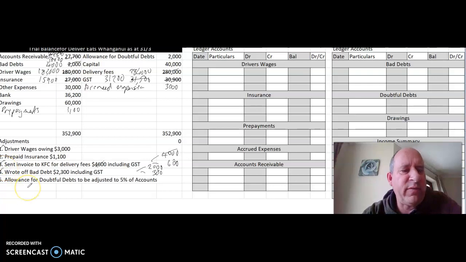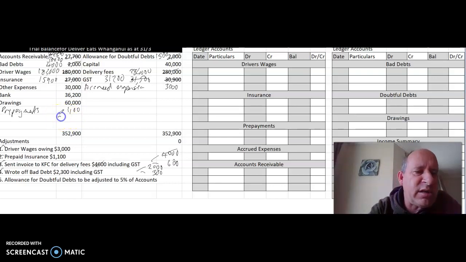And number 5, allowance for doubtful debts. Adjusted to be 5% of accounts receivable. So accounts receivable is now 30,000 times 5%, 1,500. So you're going to change the allowance here from 2,000 down to 1,500, a decrease of 500. So where will you put that decrease of 500? Good, so we're going to write minus 500. Doubtful debts.